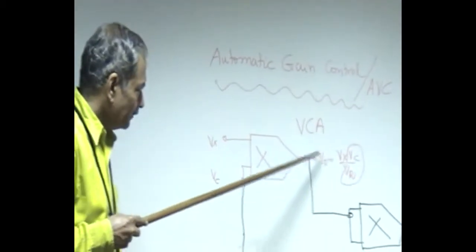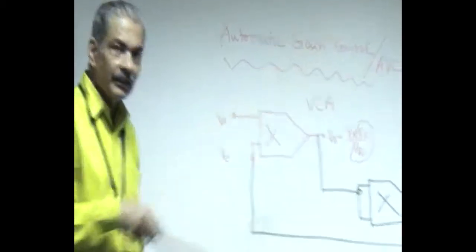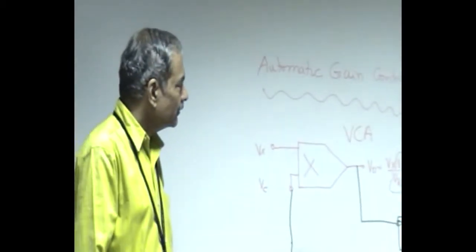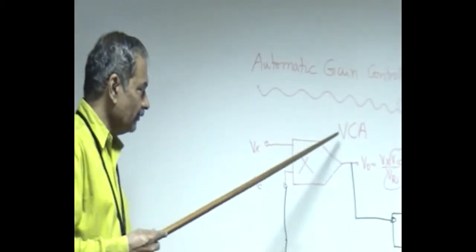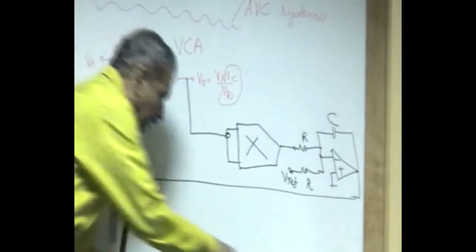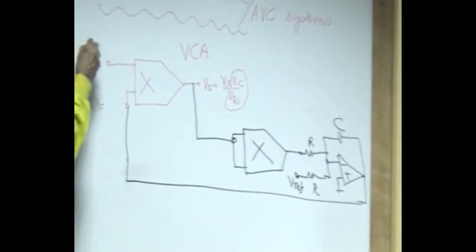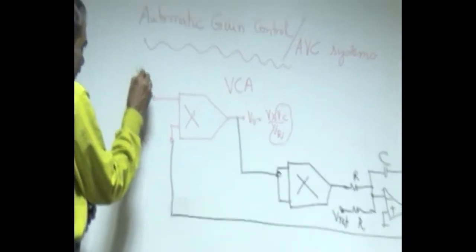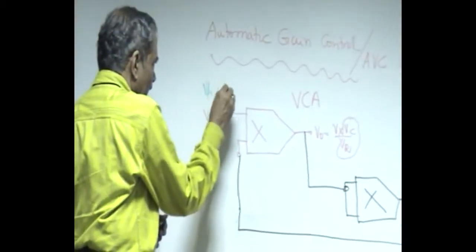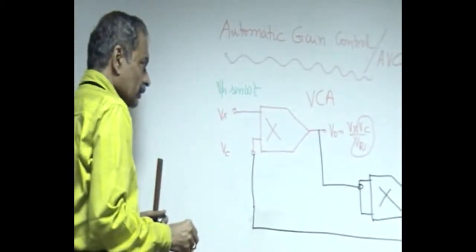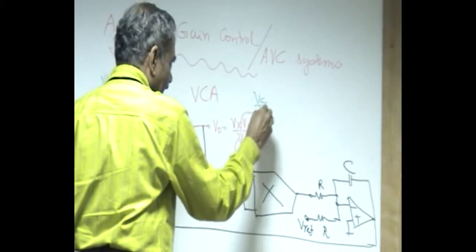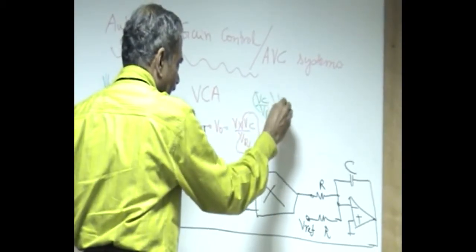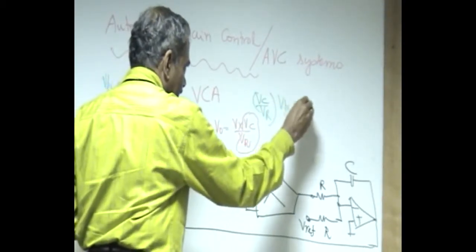Now such a multiplier is what is being used to demonstrate this control loop. So this first multiplier is being used as a voltage controlled amplifier. Now you can see that Vx is the input, and we are assuming that the input is a sinusoid, let's say Vpi sine omega t. So the output becomes equal to Vc divided by Vr into Vpi sine omega t.